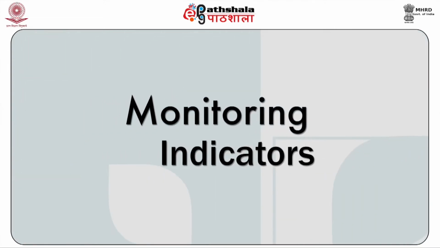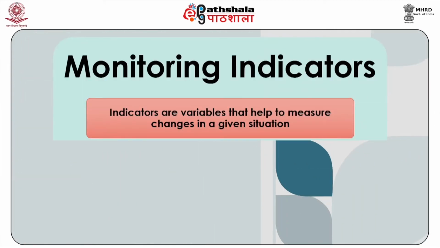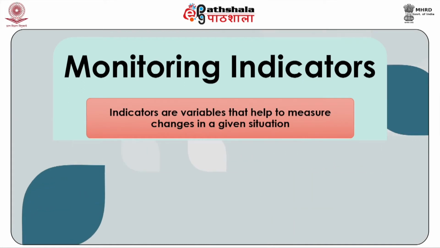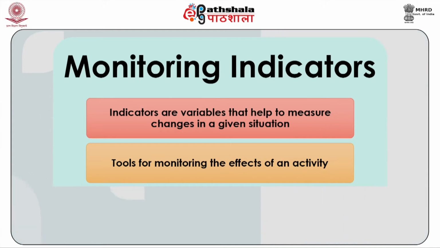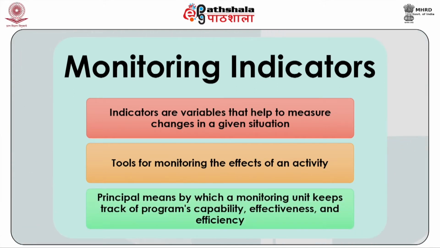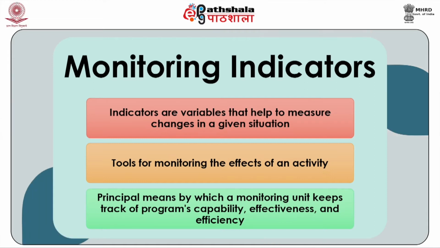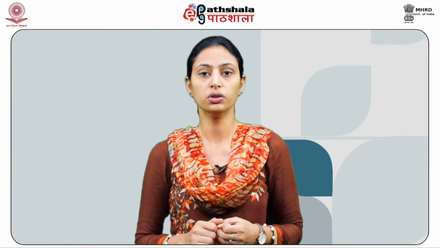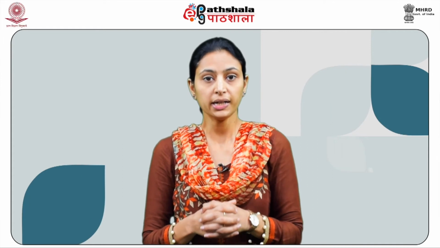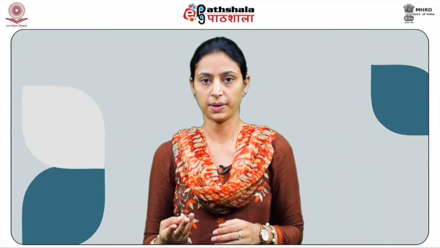Monitoring indicators. Indicators are variables that help to measure changes in a given situation. They are tools for monitoring the effect of an activity. Indeed, indicators are the principal means by which a monitoring unit keeps track of a program's capability, effectiveness and efficiency. Any monitoring system will therefore incorporate the use of appropriate indicators in these three aspects.